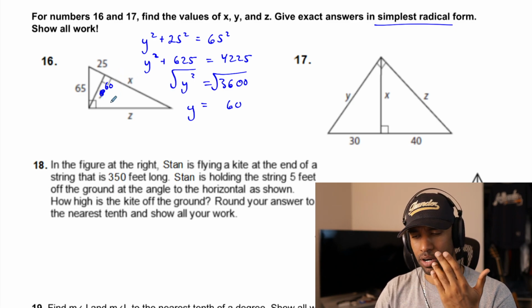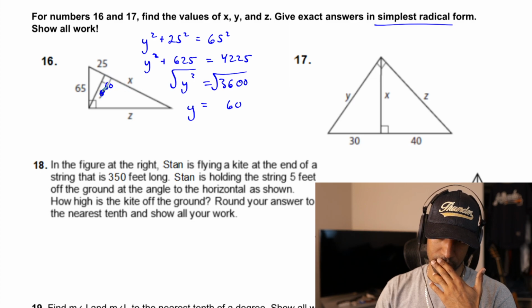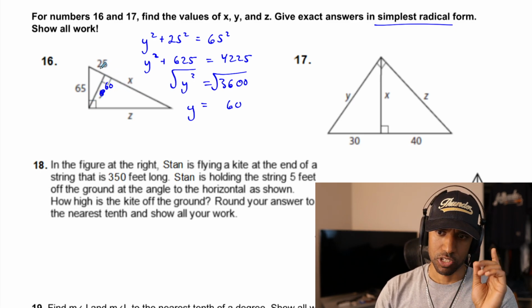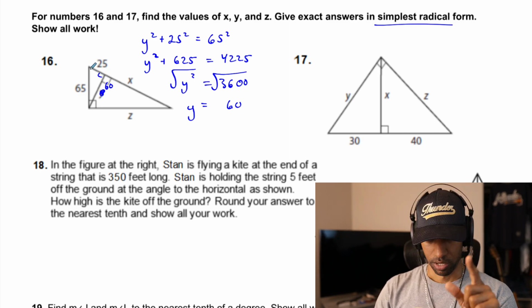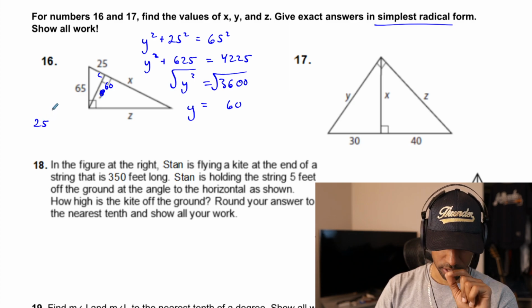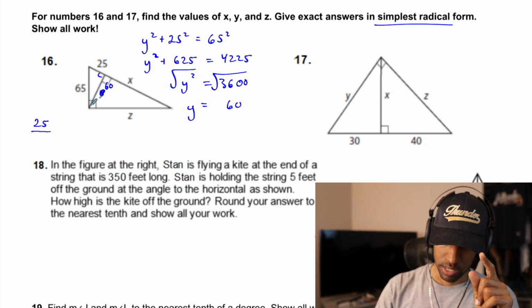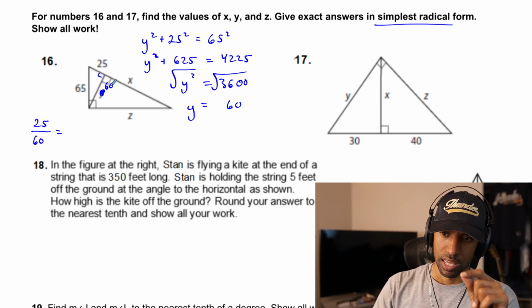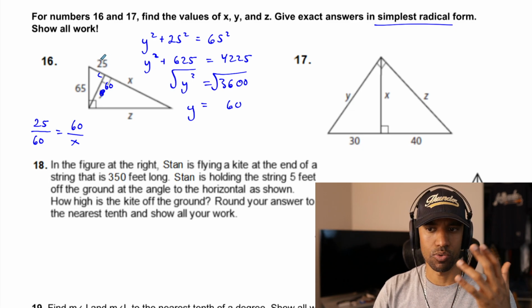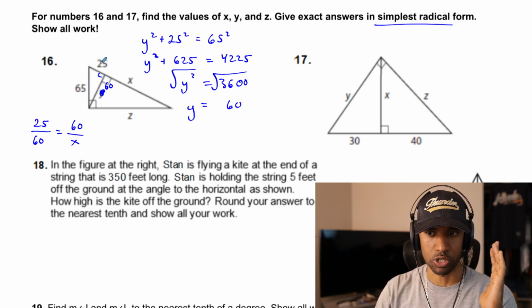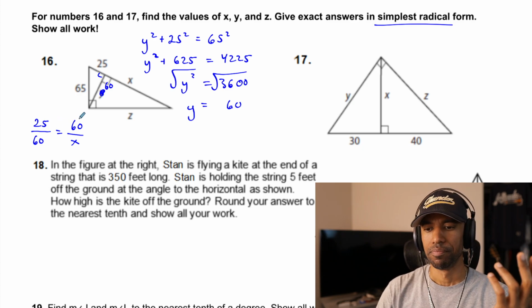If I want to solve for x here, I could say in the small right triangle, the short leg of the small right triangle is to the short leg of the medium right triangle, as the long leg in the small right triangle is to the long leg in the medium right triangle. Equivalently, you might remember that 60 is the geometric mean of 25 and x. So you'd set up the same thing: 25 over 60 equals 60 over x.